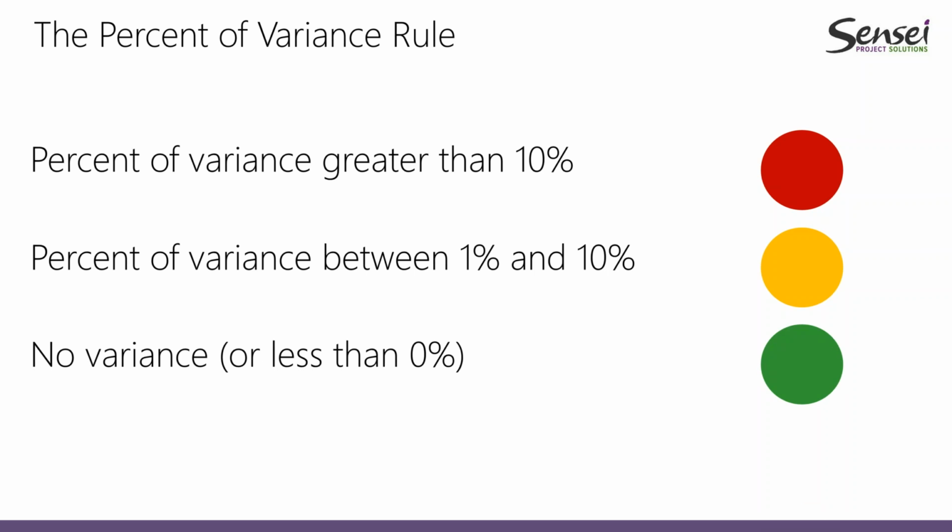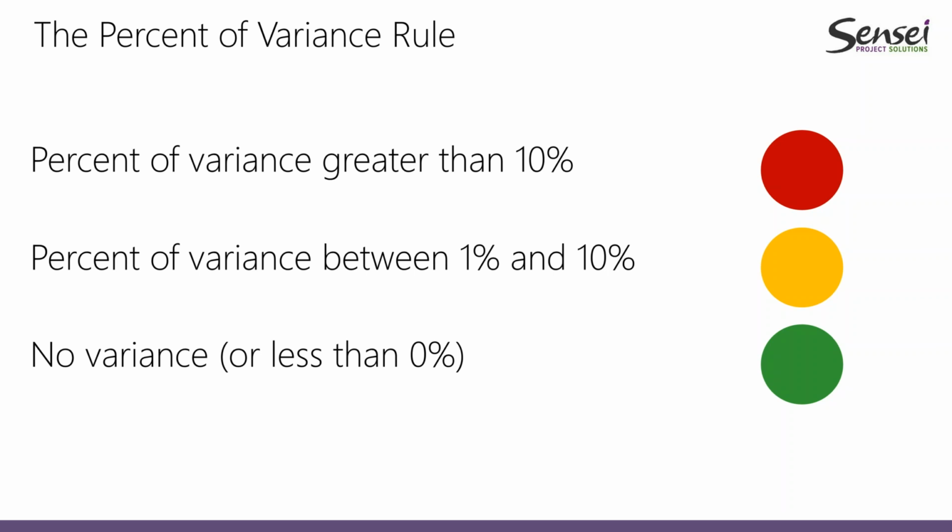And then we have tasks in our schedule that will have no variance at all, or the variance is going to be negative. So we are, for example, finishing the task ahead of the planning date. If that's the case, then we show this in green. So that's a pretty nice rule.